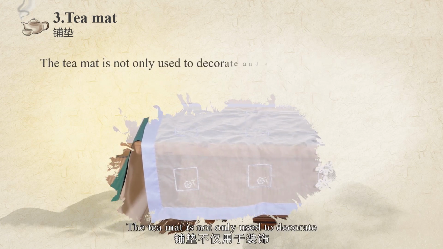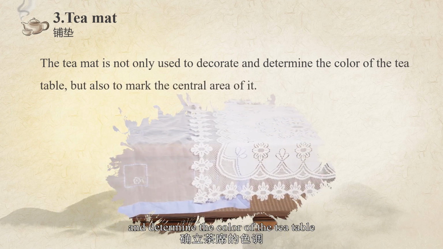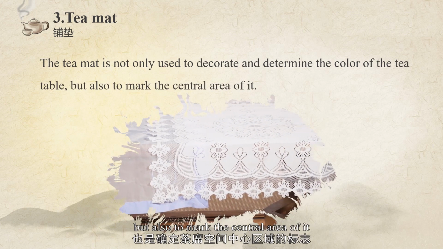The tea mat is not only used to decorate and determine the color of the tea table, but also to mark the central area of it.